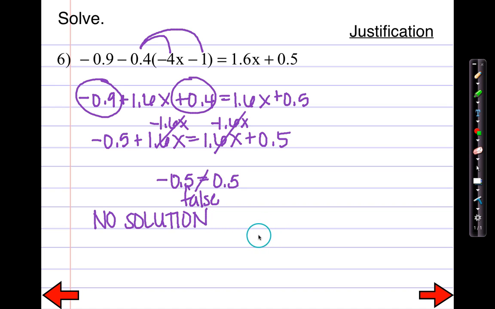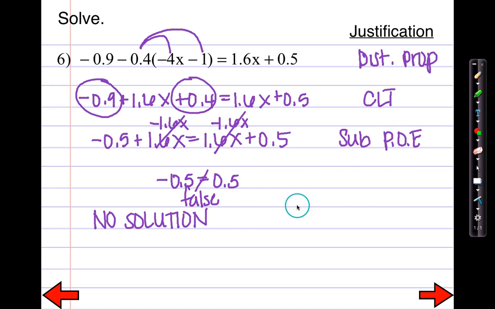Okay, but let's backtrack a second and justify all of our steps. I apologize, I forgot to go over all the justifications in the previous example, but let's just go ahead and do it for number 6. Here we use the distributive property. Here I combined like terms, so again CLT is just short for combined like terms. Here I subtracted from both sides, so that's using the subtraction property of equality. And that was it. That's how I got to my final answer.